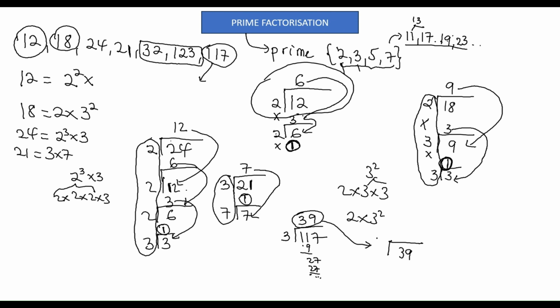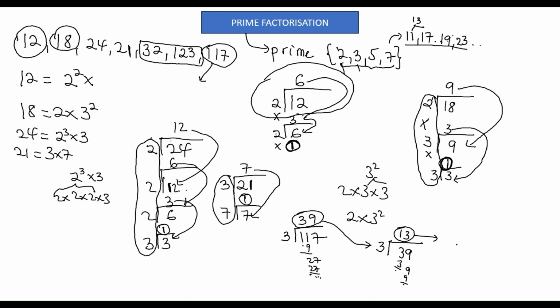With 39, we need to check again. 2 will not enter, 3 will enter. So since 3 will enter, we now do 3 will go into this, that's 3. Now 9. 3 will go into 9 3 times. 3 times 3, 9. Complete. So you now have the number 13. You see, the number 13 is part of the prime numbers. When you had 7 as an answer, 7 was part of the prime numbers.